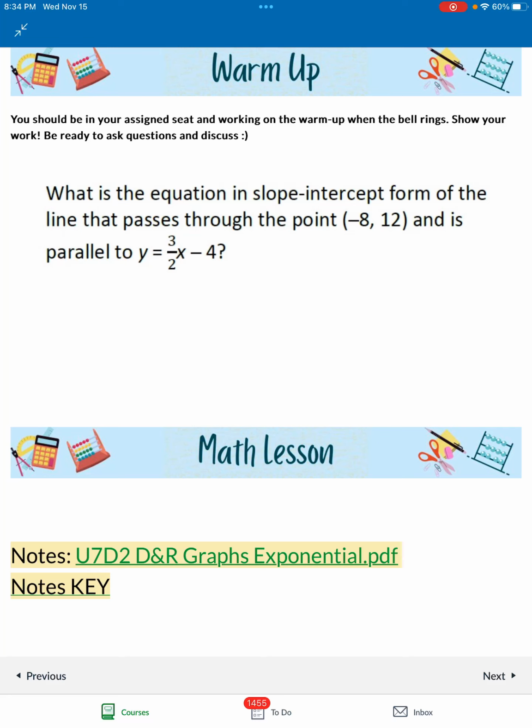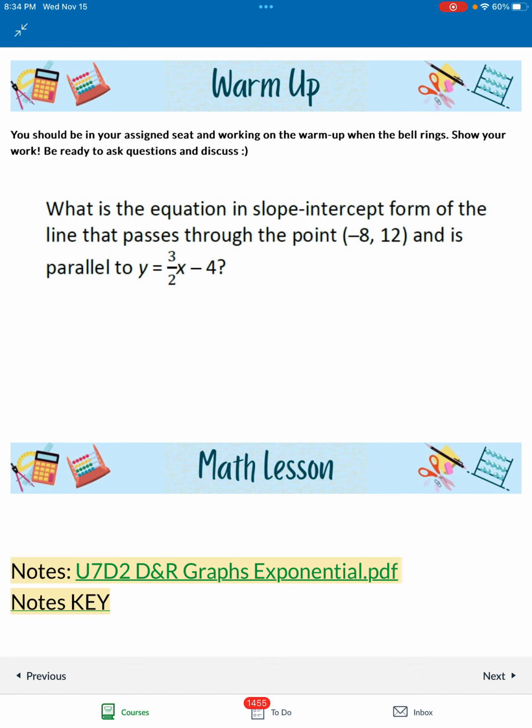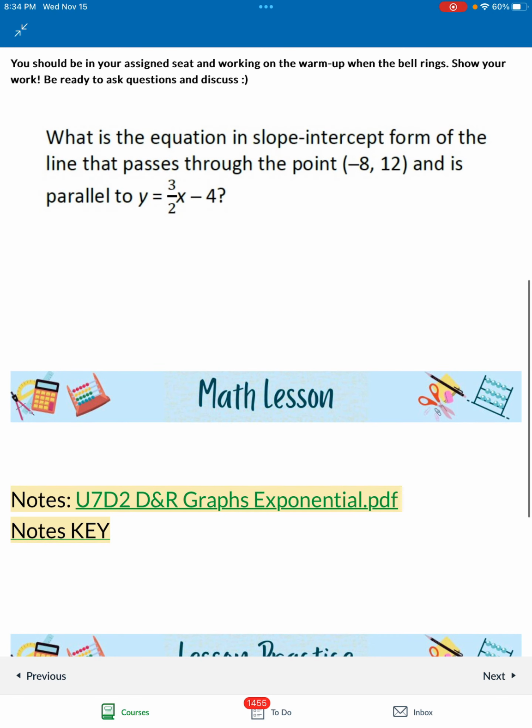All right, it is your time for your Thursday notes. The warm-up, very quickly, is a review about parallel lines. Okay, we know parallel lines have the same slope, so our new equation should have the slope of 3 over 2. We have an x value of -8 and a y value of 12, and so you would use the point slope form.